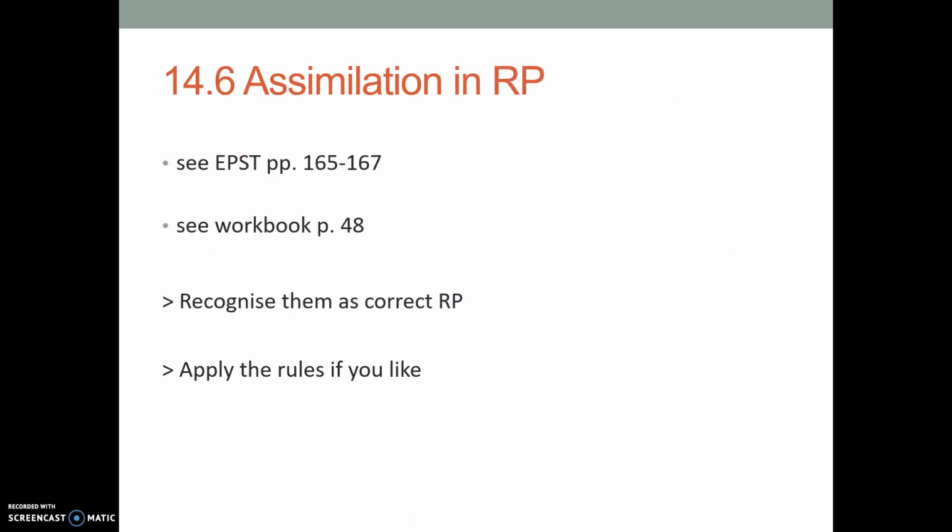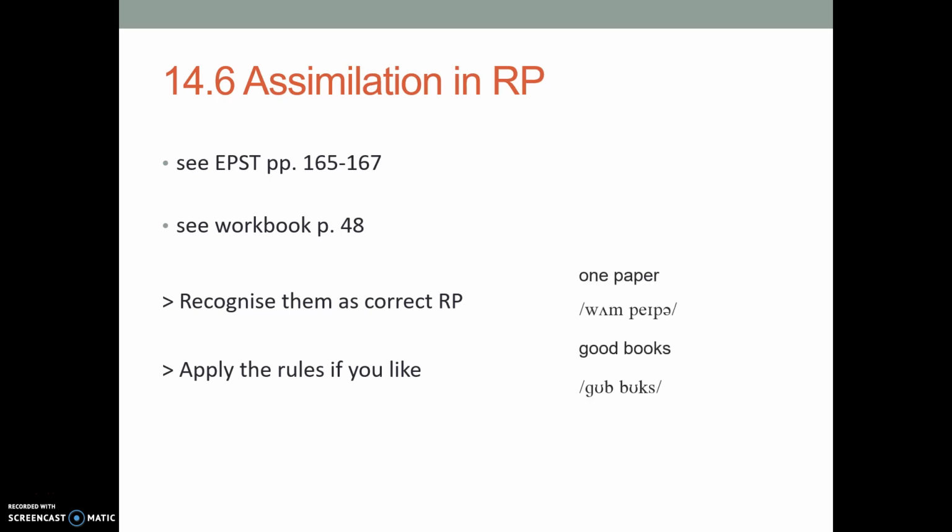In RP, you do have some assimilation. If you like to see some examples, have a look in your book or in your reader and recognize them as, okay, this is correct RP. So they do have some assimilation. It's usually not voice, and apply the rules if you like. Okay, if you like means nice to know. What you need to know is, what is assimilation? What types of assimilation are there? Can you give examples? And why is it important for Dutch learners of English to know about assimilation?